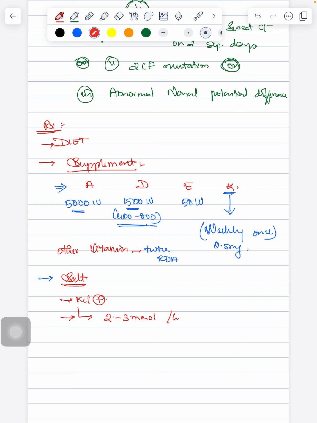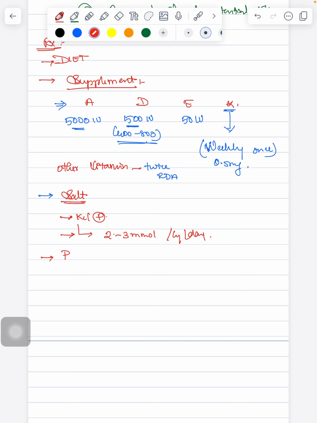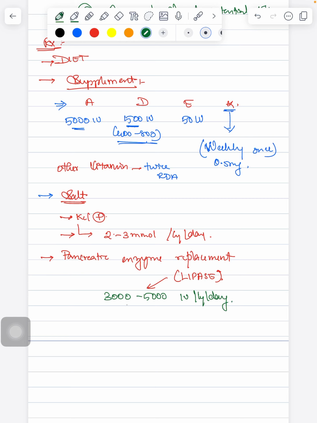Another one: because your pancreatic enzyme is deficient, you have to supplement with pancreatic enzyme replacement, by providing the child with lipase tablets. How will you supplement? The dose is around 3000 to 5000 international units per kg per day. You can divide it as 1000 international units per kg for your main meal, and 500 international units for a snack. Whenever the child is eating, you have to supplement the child with lipase.